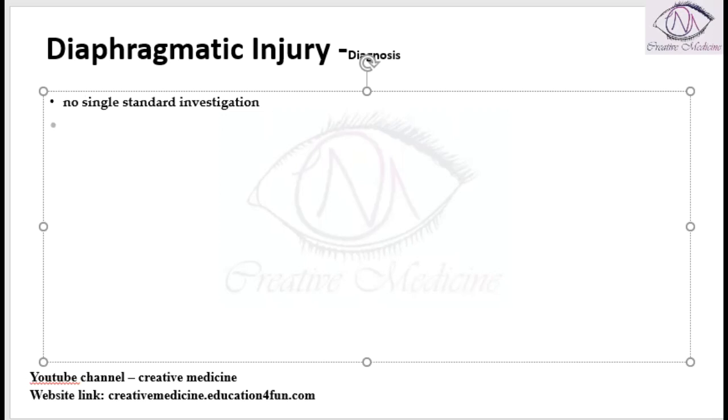We can do a chest x-ray. First you can put a nasogastric tube and then do a chest x-ray. So when you do that, what do you see? On the chest x-ray, when you put a nasogastric tube, you can see the position of the stomach, because the nasogastric tube is put inside the stomach, right?